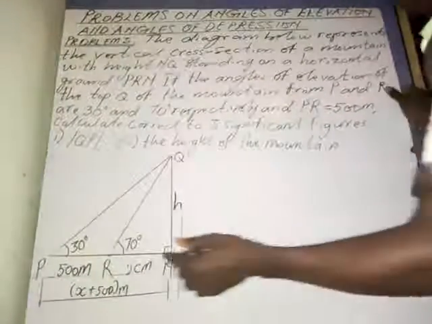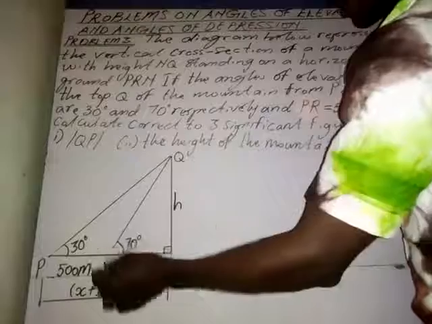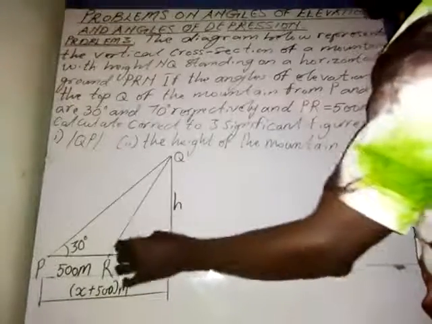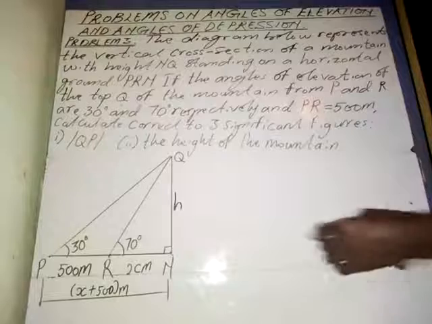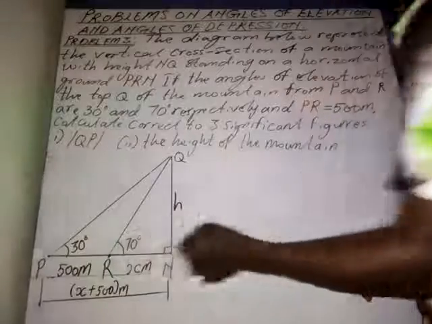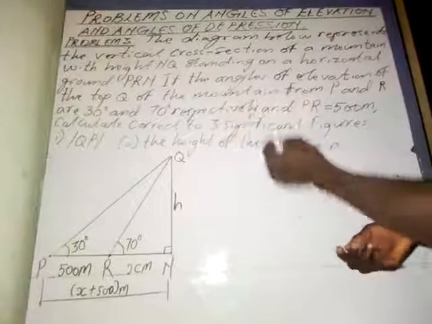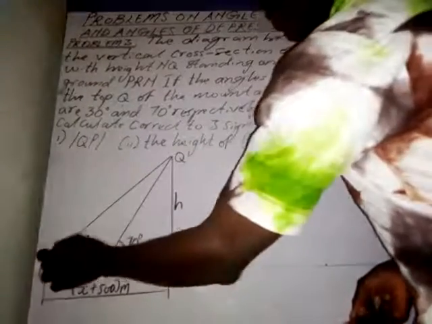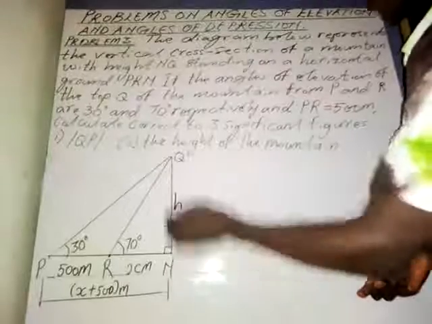So the angle of elevation from P is 30 degrees, and the angle of elevation of point Q from R is 70 degrees. Then we are told that distance PR is 500 meters. That is the distance from here to here is 500 meters. So the question now says we should calculate correct to 3 significant figures: QP, that is the distance from here to here, and then the height of the mountain, that is the distance from here to here.